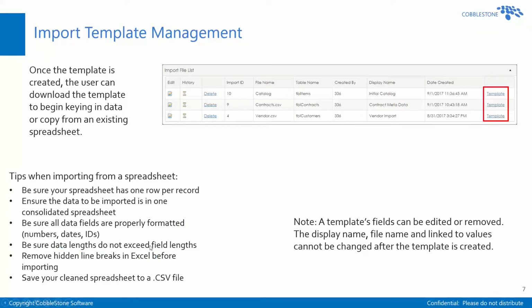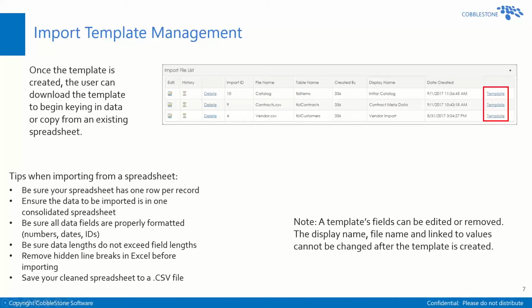We also have to be sure that the data that we're trying to import does not exceed the field length, so the maximum character limit that we've established for that field. We absolutely must remove any hidden line breaks in Excel before importing. There's a couple tips and tricks you can do for making sure you're finding and removing all of those. And again, that we're saving our data that's been cleaned in our templated .csv file.